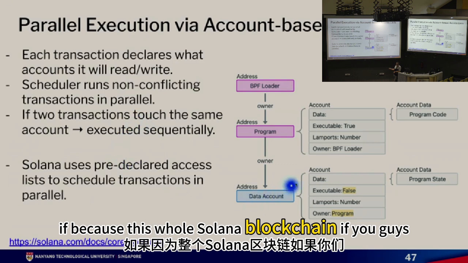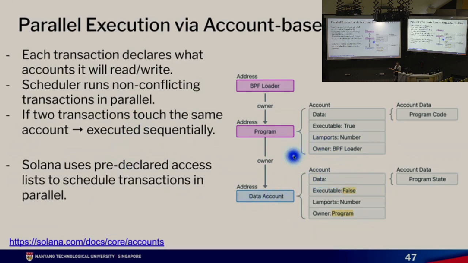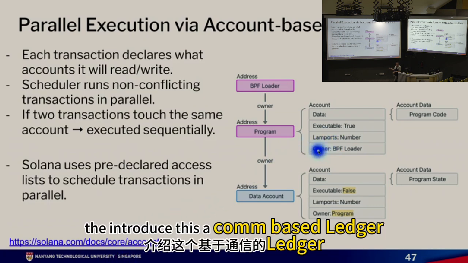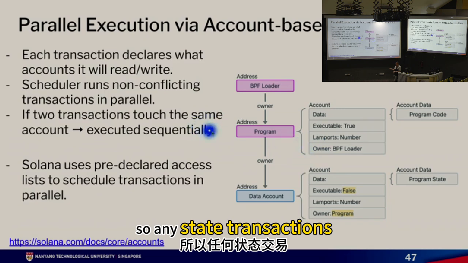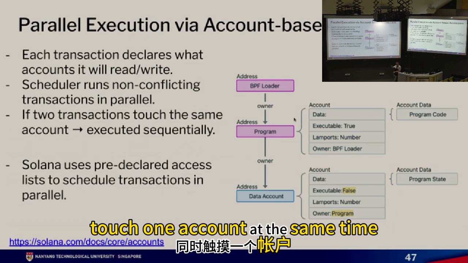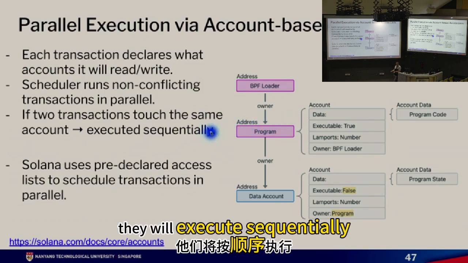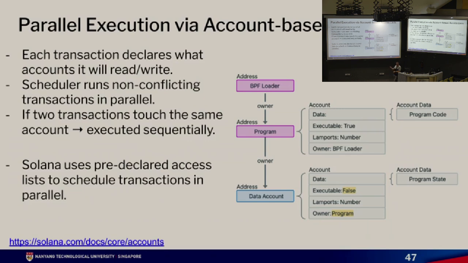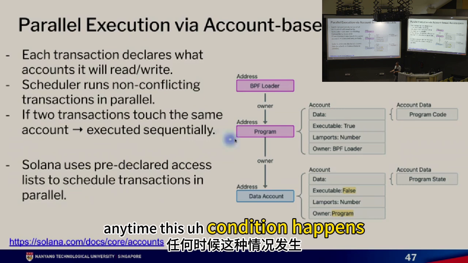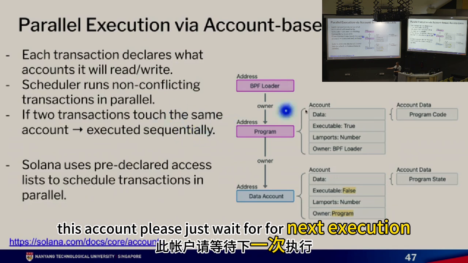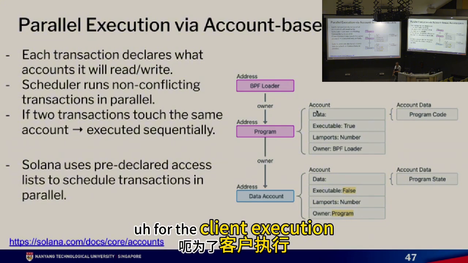this whole Solana blockchain, if you are interested, you can read more about the design here. They introduce this account-based ledger. For any state transactions, if two transactions touch one account at the same time, they will execute sequentially. They don't optimize anything, but by default, anytime this condition happens, the other transaction touching this account just has to wait for the next execution by the client.